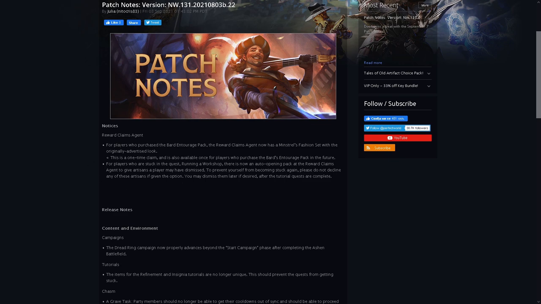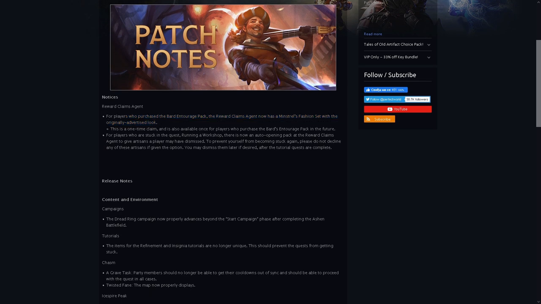So we're going to start with the reward claim agents. A lot of people were upset about the Bard Entourage Pack and the fashion set. So for players who purchase the Bard Entourage Pack, the reward claim agent now has a Minstrel fashion set with the originally advertised look. So that is fixed. As I said, not everything is bad in these patch notes. Now, this is a one-time claim, and it's also available for players who purchase the Bard Entourage Pack in the future. For players who are stuck in the quest running a workshop, there is now an auto-opening pack at the reward claim agents to give artisans a player may have dismissed. To prevent yourself from becoming stuck again, please do not decline any of these artisans if given the option. You may dismiss them later if desired after the tutorial quests are complete. So this is actually good.